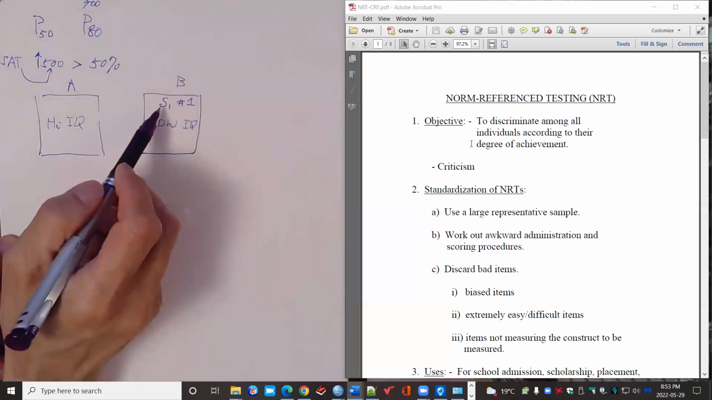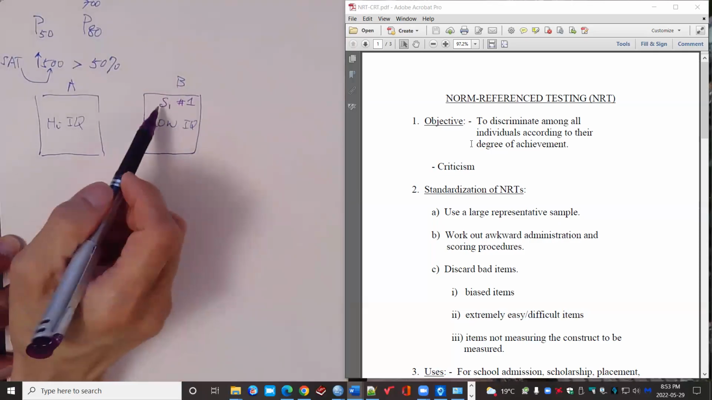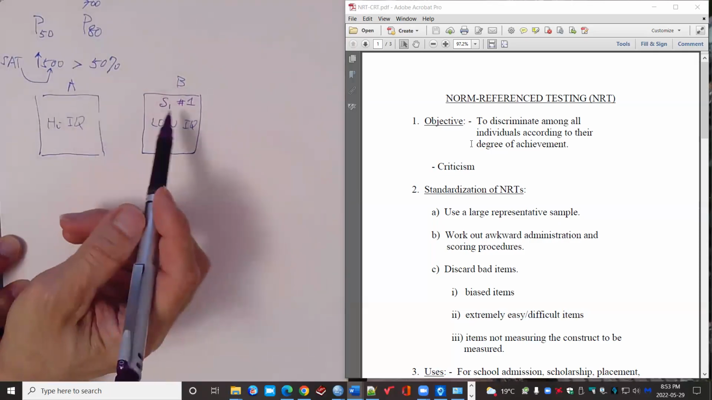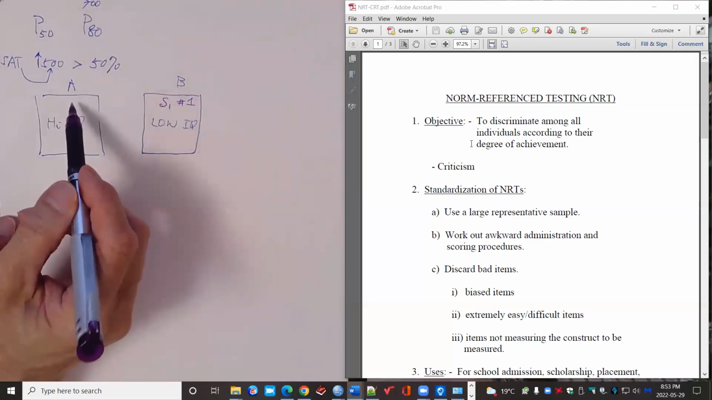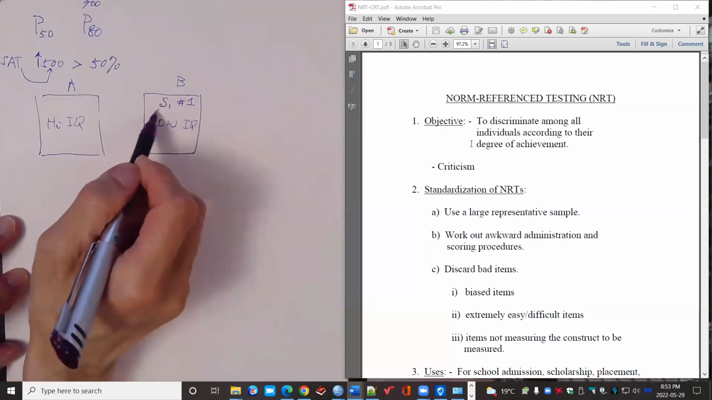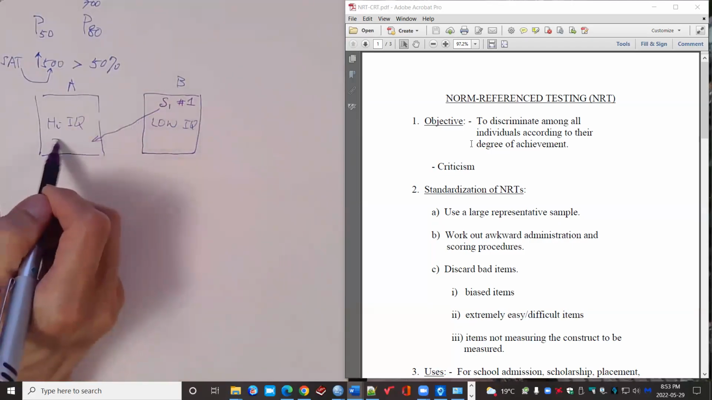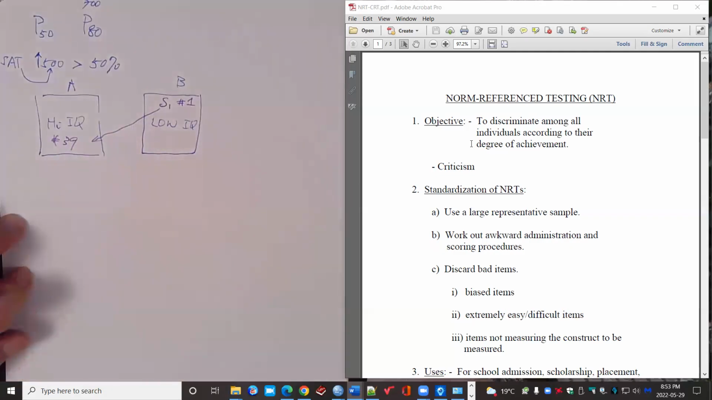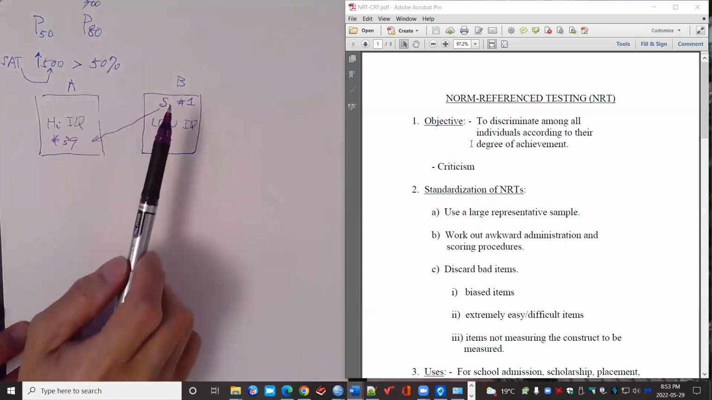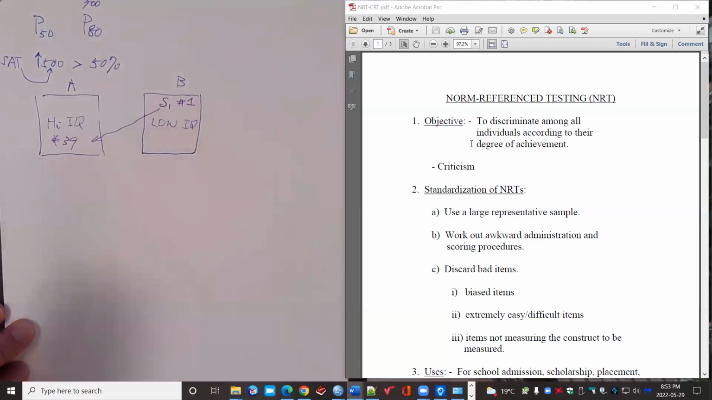But the same subject compared to what? Compared to students in what? In class A. So this subject may be what? Number 39. Same score. Okay. But then what? So it depends on which group you are talking about. So that's the major criticism towards norm referenced test.